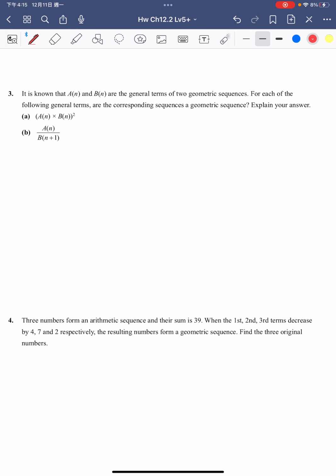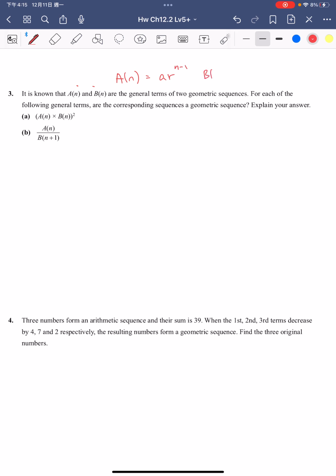So for question 3, we have an and bn known as the general terms of two geometric sequences, and then we have to find out the following general terms. The corresponding sequence is a geometric sequence as well. So as we have an and bn as geometric sequences already, we can say that an can be written as a times r to the power of n minus 1, isn't it?